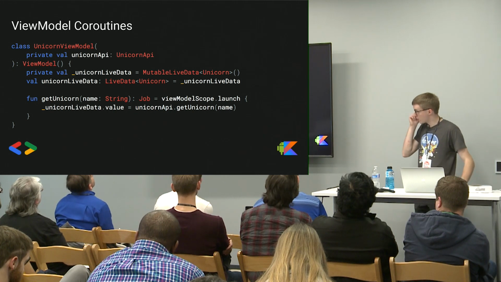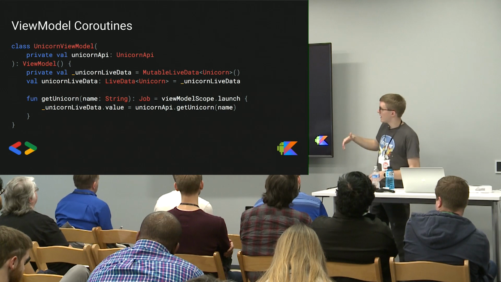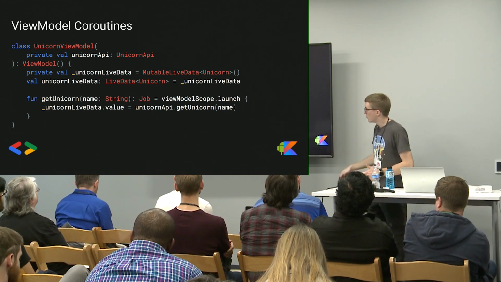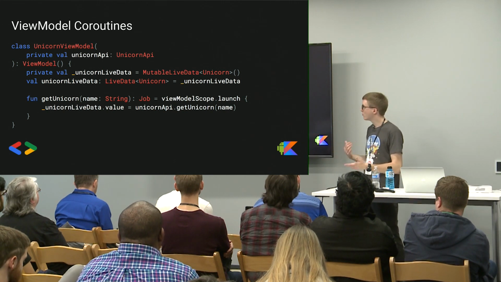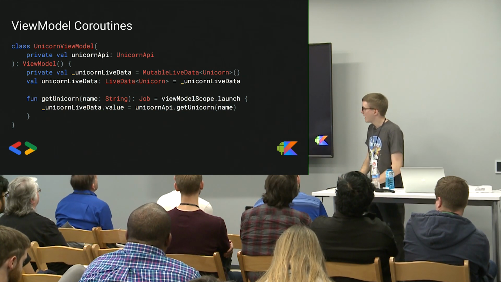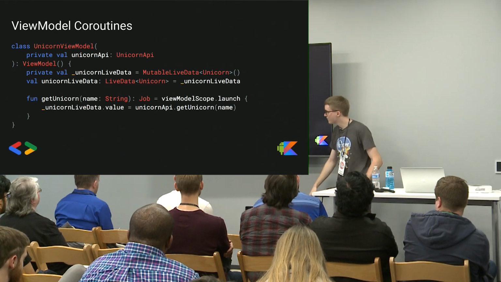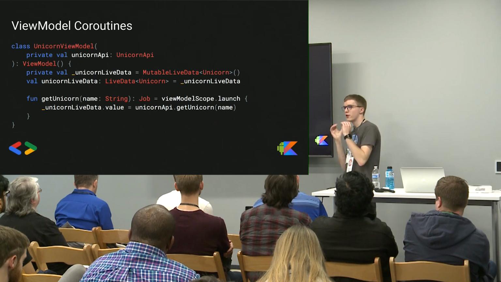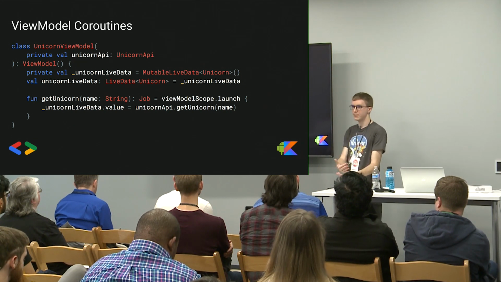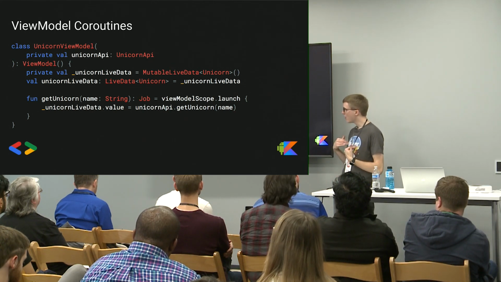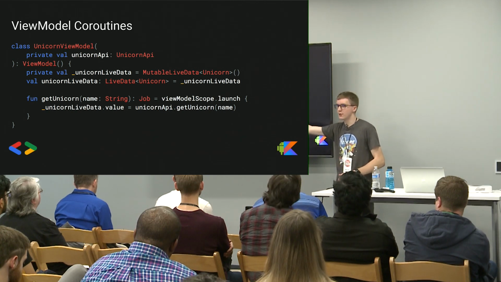So when it comes to ViewModel Coroutines, you can see we have a pretty standard setup where we have our Unicorn API dependency, we have a private mutable live data, and we have a public immutable live data. And our getUnicorn call is going to call our ViewModelScope.launch. And now, once we are in that launch lambda, we are in a coroutine. We can call suspending functions. And so now we're just going to call our Unicorn API getUnicorn and set the value directly.